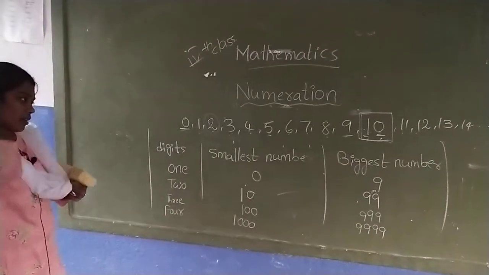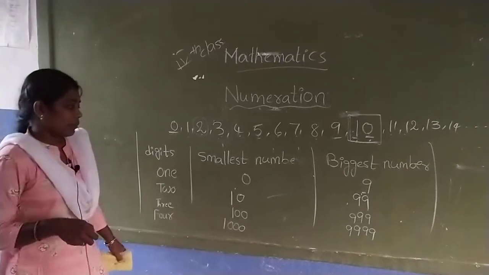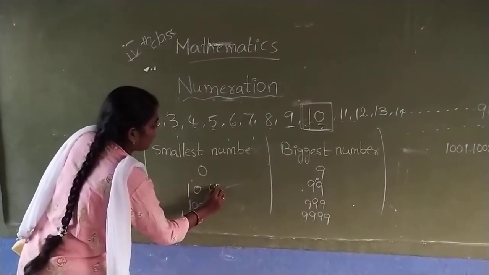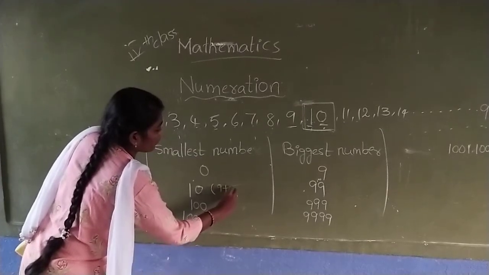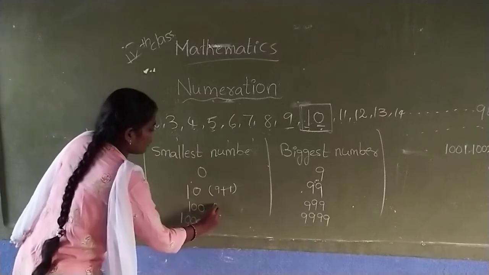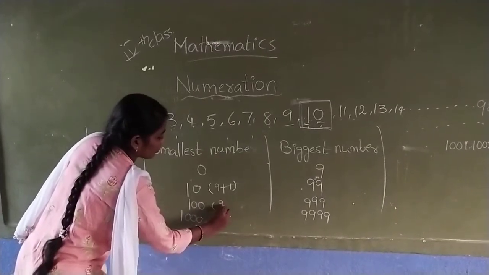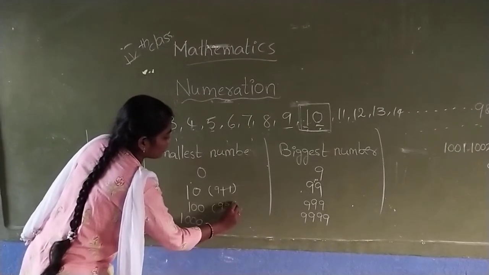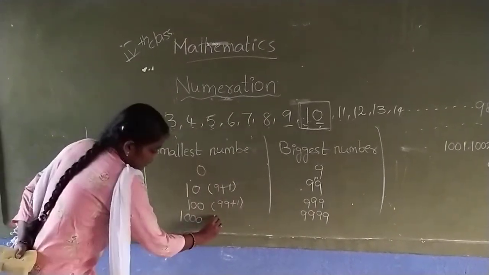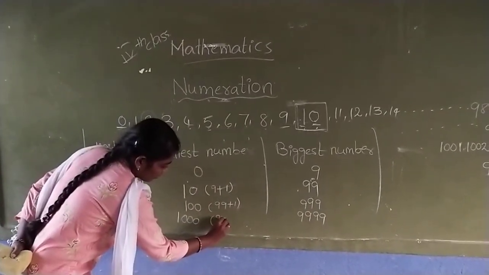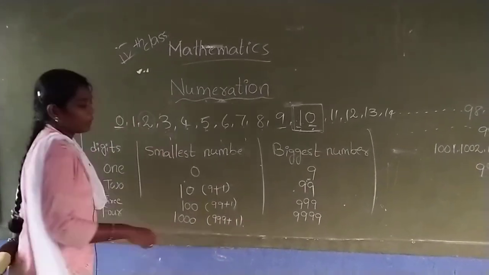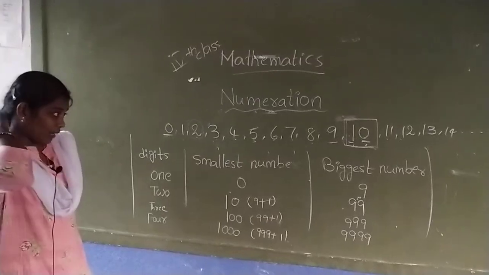Four digits. By observing this table, this 10 can be written like this also: 9 plus 1. This 100 can be written like this: 99 plus 1. This 1000 can be written like this: 999 plus 1.